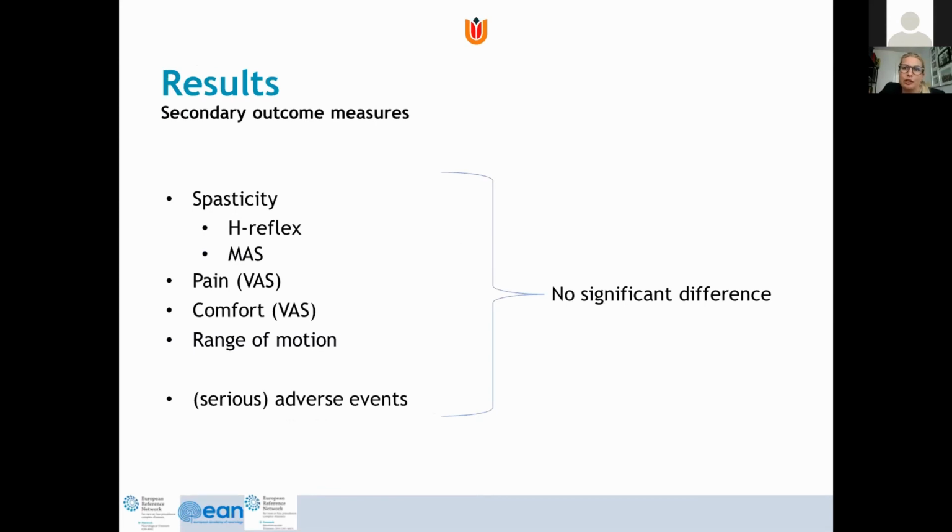Also, on the other secondary outcome measures, we did not find a significant difference between the two groups. So for spasticity, pain, comfort, range of motion, and also the adverse events, they were equal between groups.